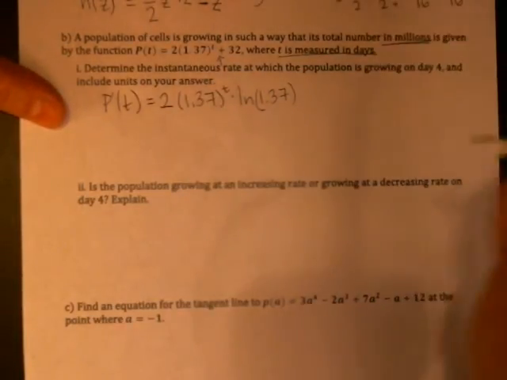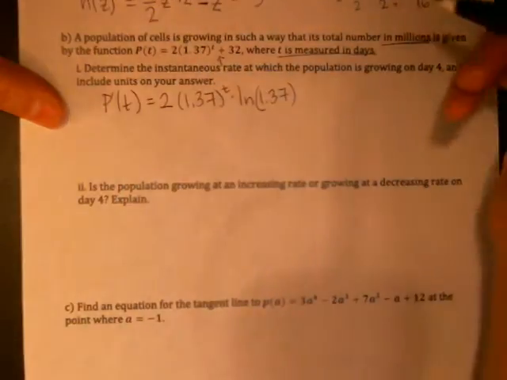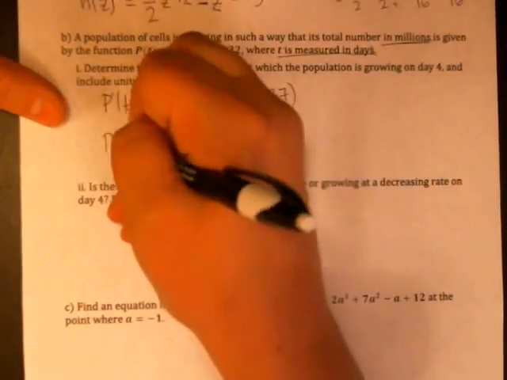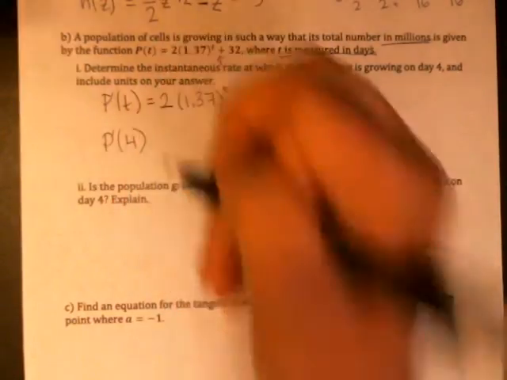Okay, and then t is measured in days, we want to know what's happening on day 4. So we really want p prime of 4.